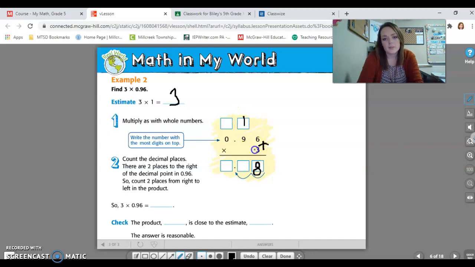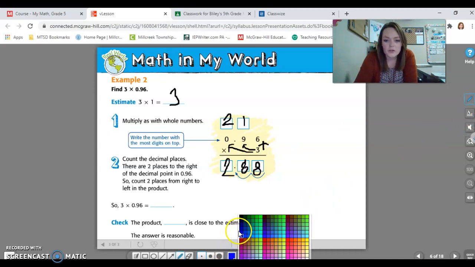Then we have 3 times 9. 3 times 9 should be 27. 27 plus 1 is 28. Put my 8 and carry my 2. Then I have 3 times 0 is 0 plus 2 more is 2. My answer is 288. Now let's talk about that decimal.